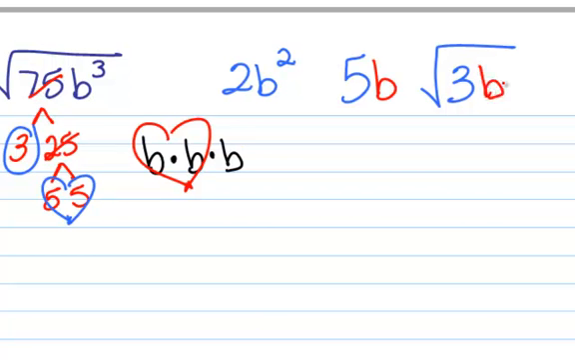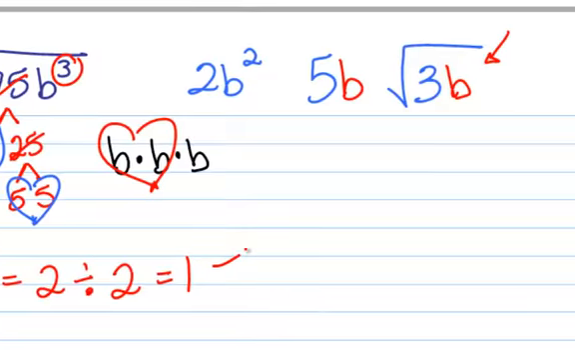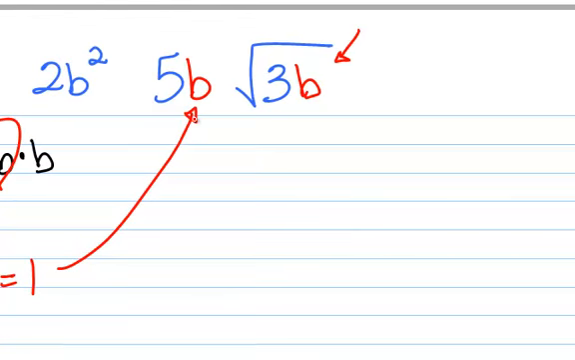Or I could go ahead and do the property where I say, okay, 3 is an odd exponent, so I'm going to subtract 1 for my 1 radical that's going to stay at home, my 1 b that's going to stay at home. And then I'm going to take that exponent of 2 and divide it by 2 to see how many pairs of b's I will get outside of my radical, and in this case it's 1.